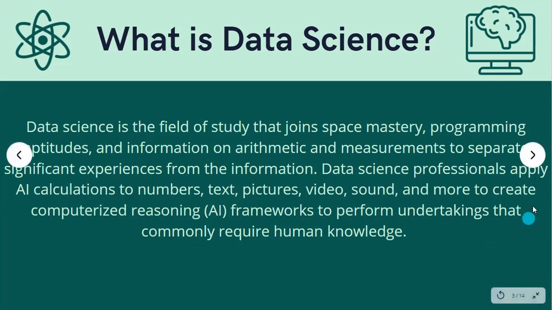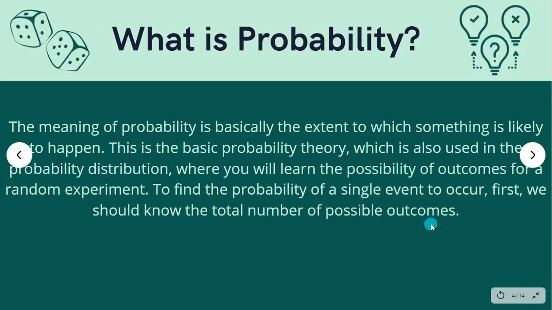So what is probability? Probability is basically the study of chances, the study of probable events. The meaning of probability is basically the extent to which something is likely to happen. Probability tells you the percentage chance of you catching a bus at 7 a.m. in the morning. Probability can tell you what is the probability of winning a match or losing a match. This is the basic probability theory, which is also used in probability distributions, where you will learn the possibility of outcomes for a random experiment.